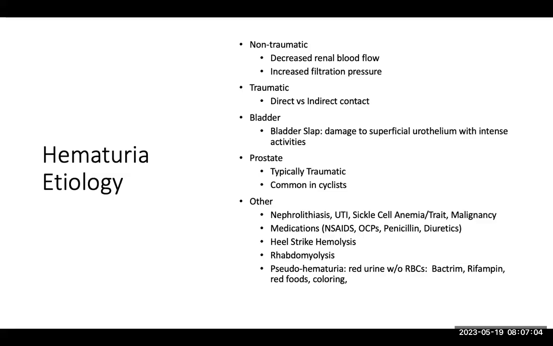So nephrolithiasis, if there's a UTI, the person does have sickle cell anemia or trait. These populations have increased risk of renal papillary infarct, malignancy, especially in our older populations. Drugs are another component of potential hematuria. Meds like penicillin, thiazide, allopurinol, NSAIDs, something we take many times daily, and even OCPs can cause hematuria.